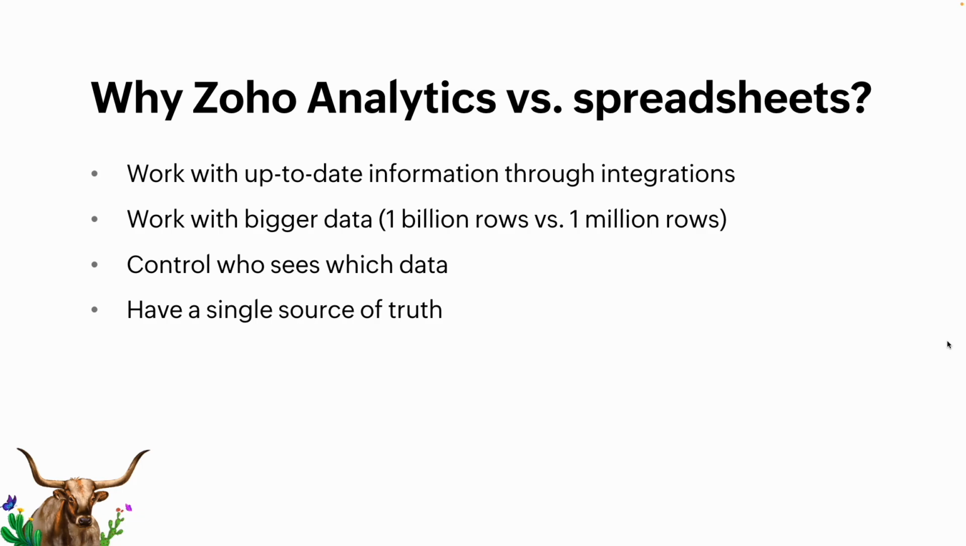Also, you can work with bigger data. So spreadsheets, like Excel, it's limited to about 1 million rows. If you want to work with 1 billion rows, then you could use Zoho Analytics. With spreadsheets, it can be notoriously complicated to have control over who is seeing which information. So when you use something like Zoho Analytics, you have a lot more control over which data each person sees.